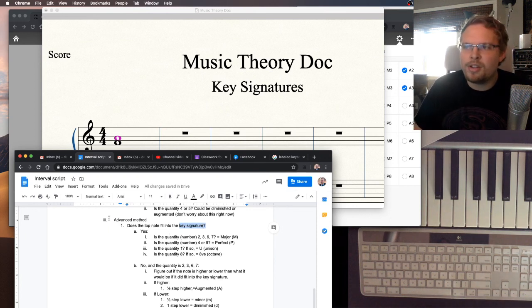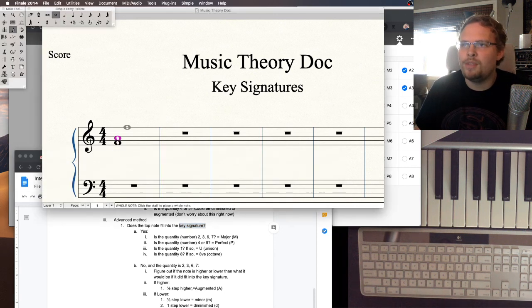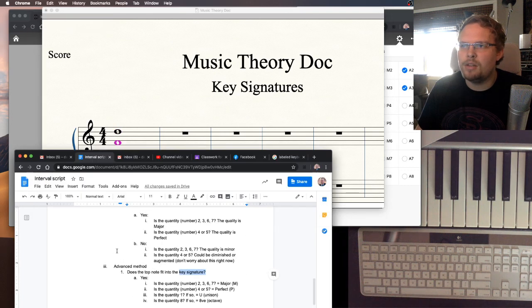My first question I have to answer is, does the top note fit into the key signature? In order to answer this question, I'll come over here to my music theory document, and I'm going to create this interval right here. First of all, to think about what my key signature is, I'm going to look at this bottom note. I think this is in my notes here.